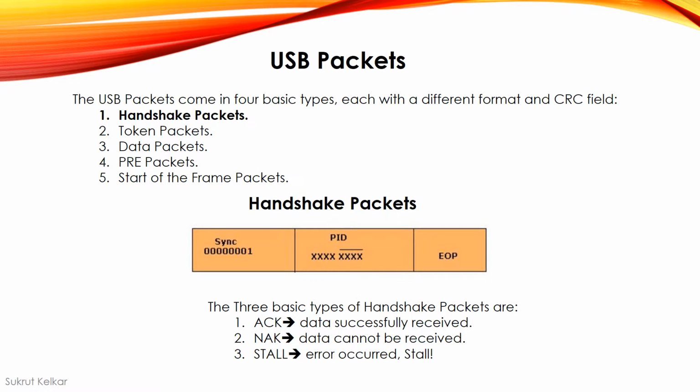Handshake packets. Handshake packets are generally sent in response to data packets. The 3 types of handshake packets are acknowledgement, which indicates that the data was successfully received; not acknowledgement, indicating that the data cannot be received at this time and should be retried; and stall, which indicates that the device has an error and will never be able to successfully transfer data until some corrective action is performed.